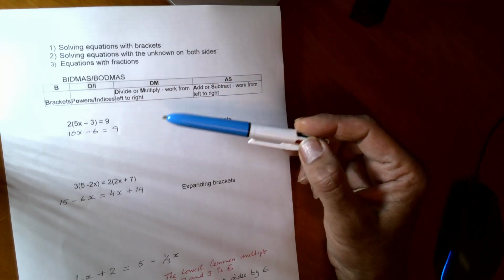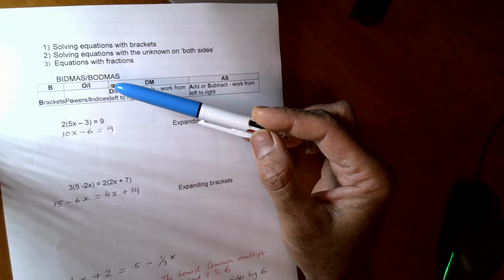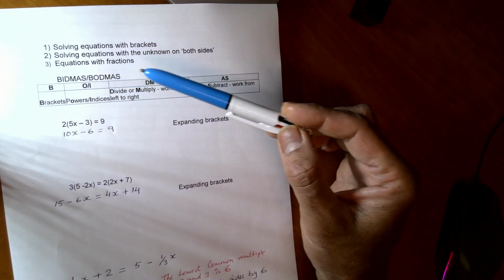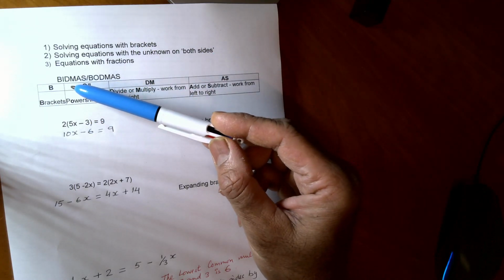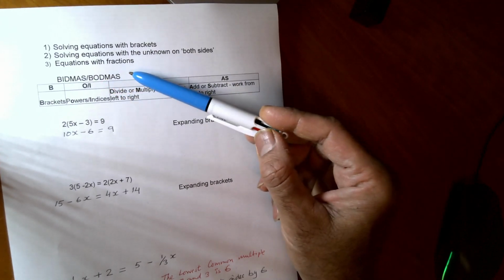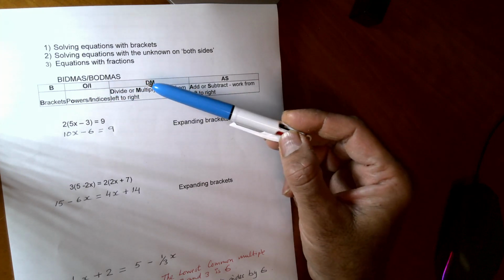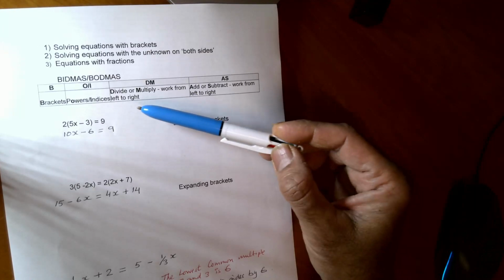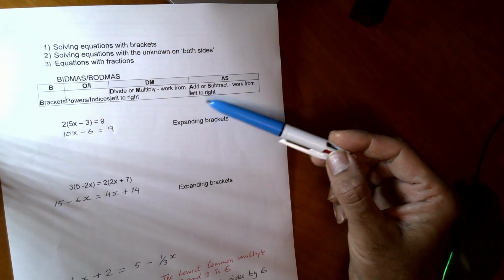Before I start explaining this, I must explain the way we solve equations, what comes first and what comes after. So the rule is BIDMAS, or BODMAS, whichever you want to call it. First we do brackets, then powers and indices, followed by divide or multiply from left to right, and then add or subtract, working from left to right. Okay.